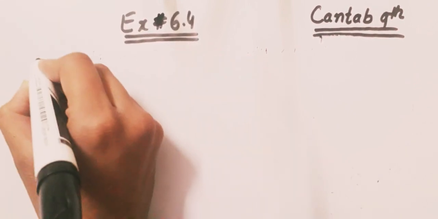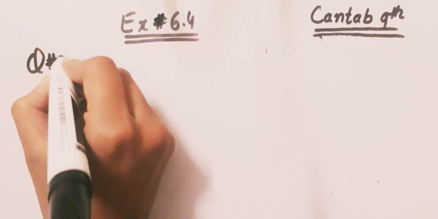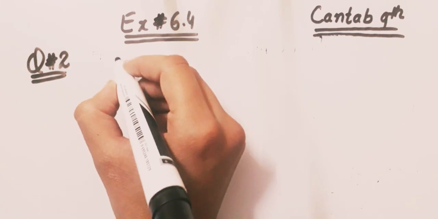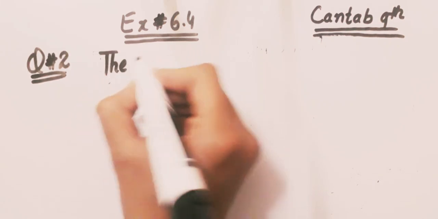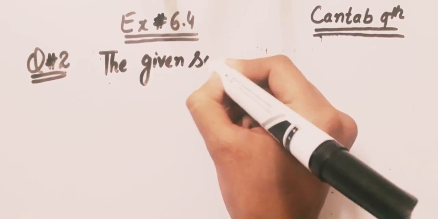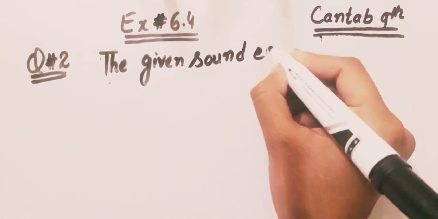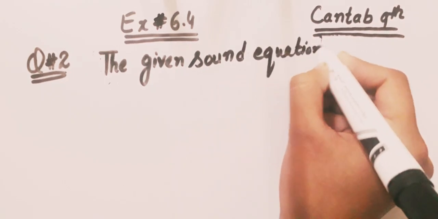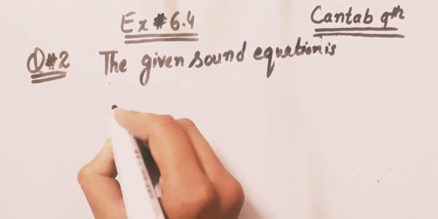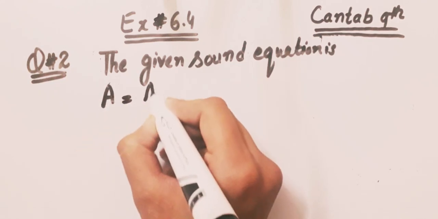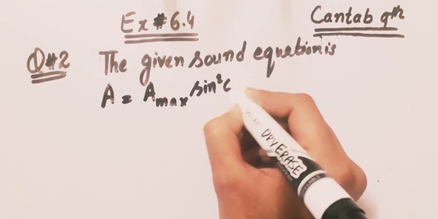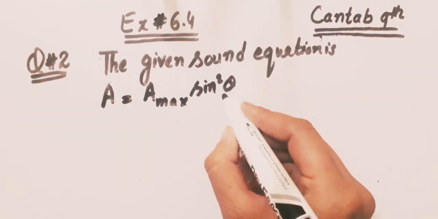Now we will start question number 2. First of all, you will write the given sound equation is A is equal to A maximum sine square theta. You have to write this in terms of cos theta.